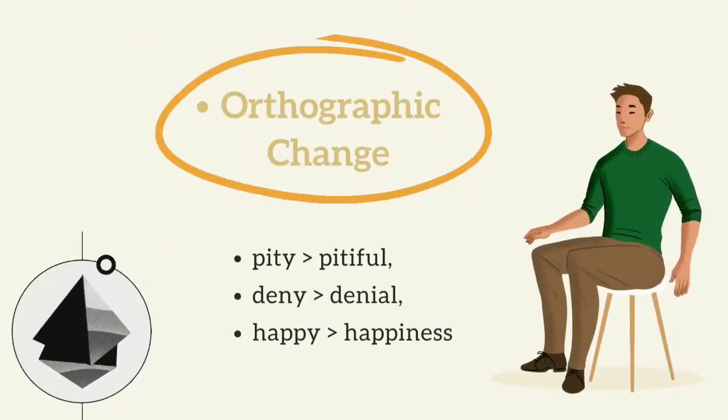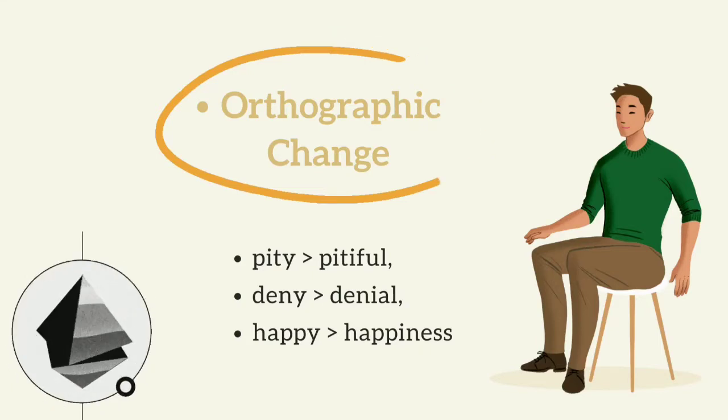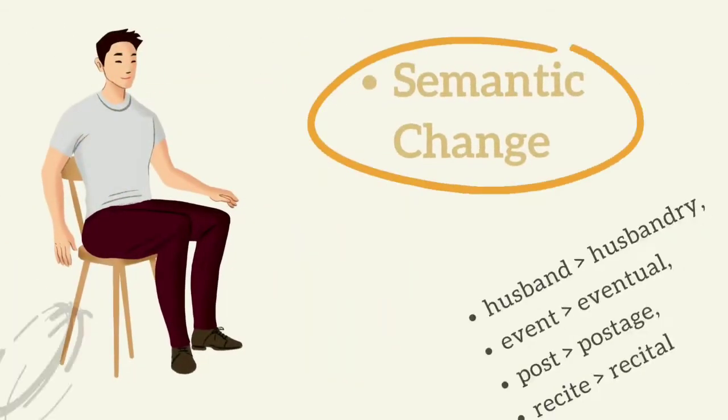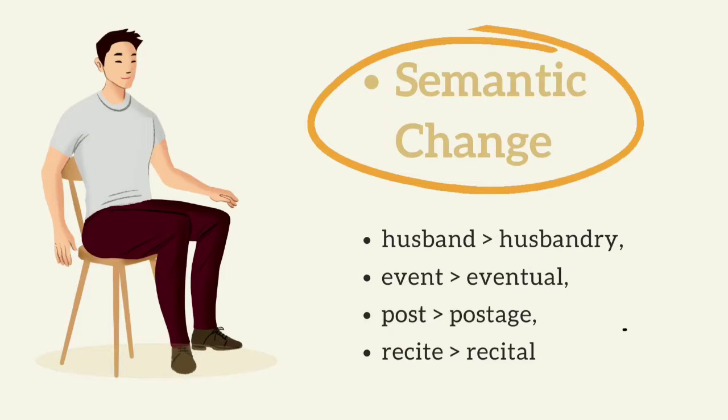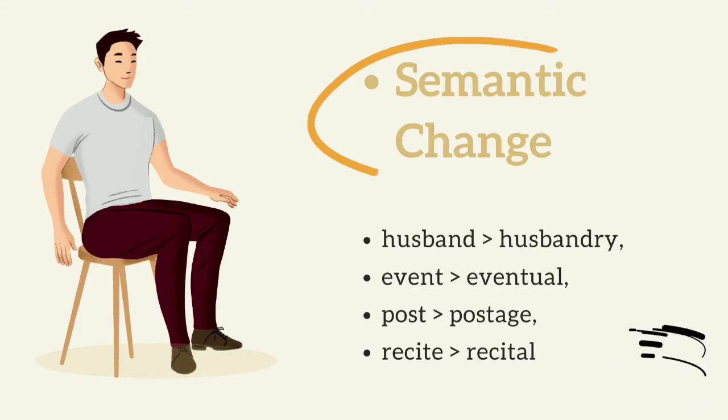Next is an orthographic change to the root. For example, pity to pitiful, denial, happy to happiness. Next is the semantic change, which may be fairly complex. For example, husband to husbandry, event to eventual, post to postage, recite to recital, and or a change in word class.